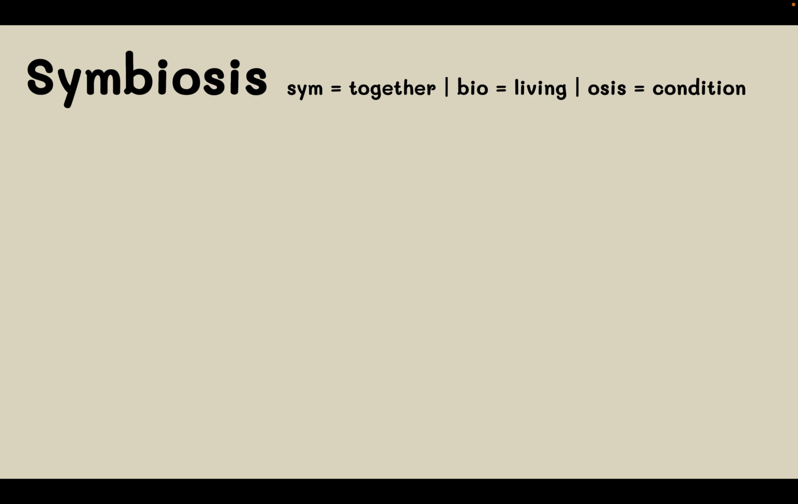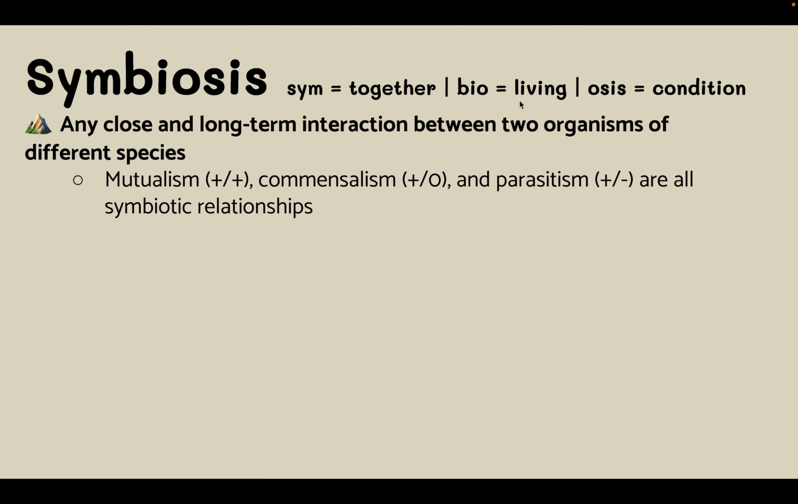There are many types of symbiosis that we're going to talk about, but basically symbiosis is where organisms are living together, and osis means condition. So symbiosis is organisms that are living together. There are a couple of different types of symbiosis that we're going to talk about. Any close or long-term interaction between organisms of a different species is symbiosis.